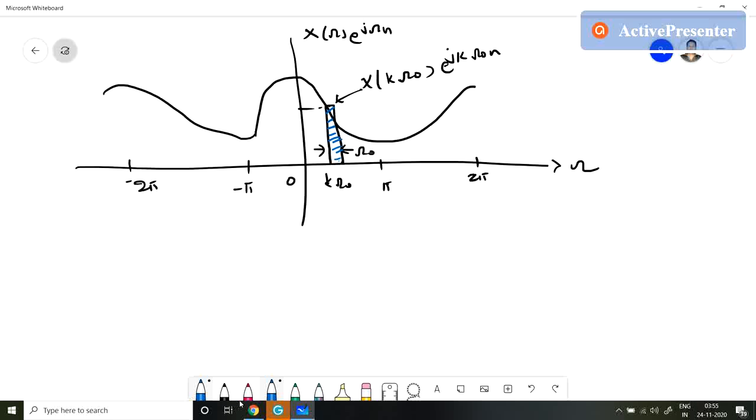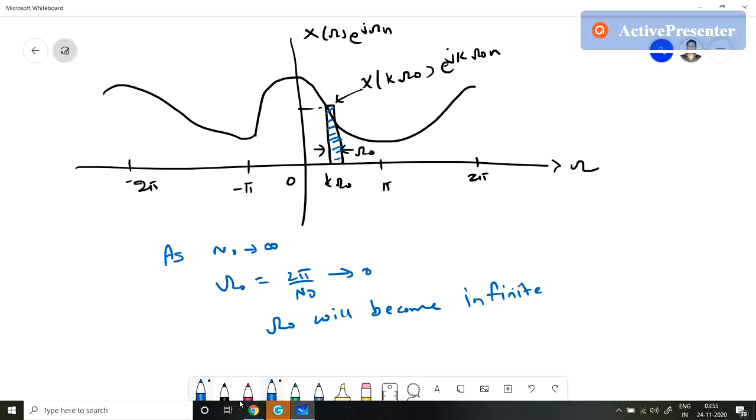So as n naught tends to infinity, omega naught, which is equal to 2 pi divided by n naught, tends to 0. So omega naught will become very small, that is, infinitesimally small.